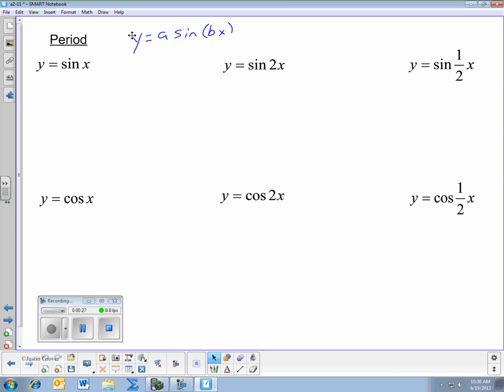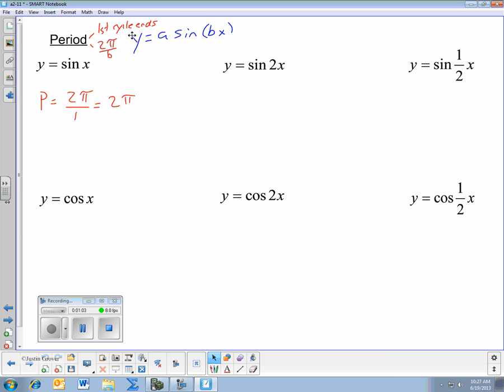Your period is defined as the location of where the first cycle ends. And we have a formula for period. The formula is 2 pi over b, 2 pi over your frequency. And so if you know your frequency, it's 2 pi over that. So for our very standard graph y equals sine x, your period is going to be 2 pi over b, and b is the coefficient of x. In this case, it'd be 1, so the answer is 2 pi.